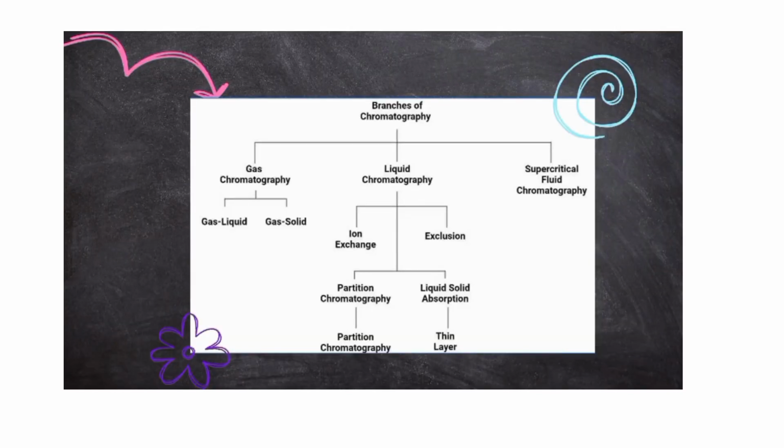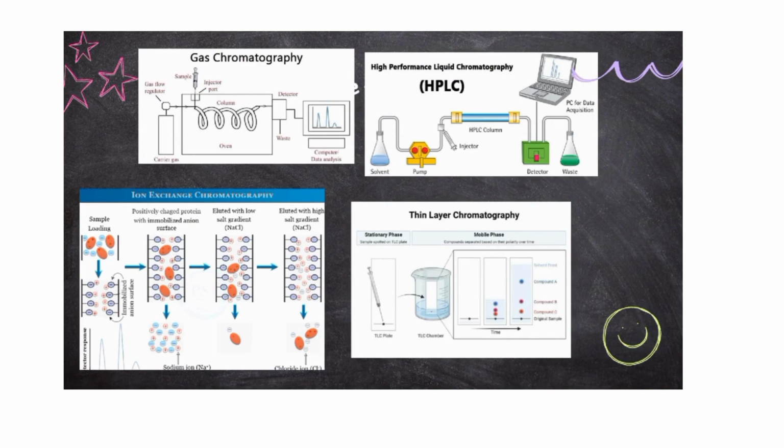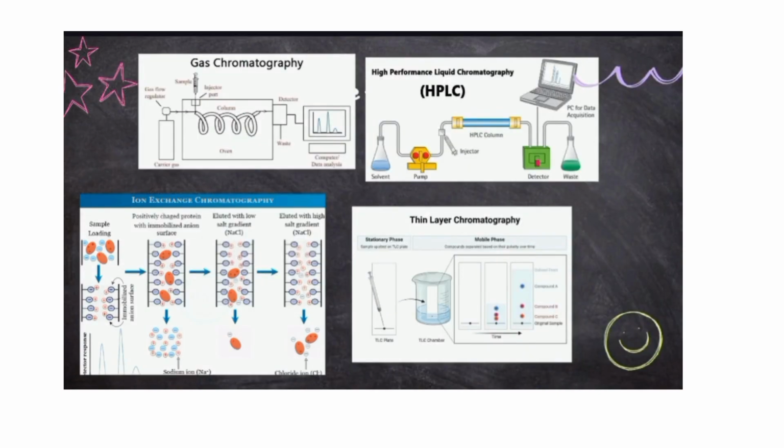There are several branches of chromatography, of which we are going to see only 4 in depth, which are gas chromatography, HPLC, ion exchange chromatography, and thin layer chromatography. Gas chromatography is a technique that separates and analyzes volatile components in a mixture. It involves vaporizing the sample, passing it through a chromatographic column with a mobile phase, and detecting the components as they elute.